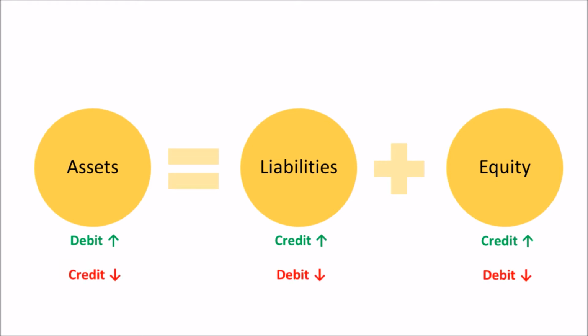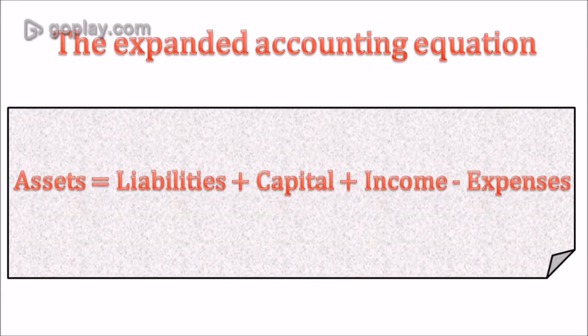Now, I want you to reflect on something. In the video on the accounting equation, I told you that equity comprises capital and profit. So, which is a debit and which is a credit for the two? With that, let's expand the accounting equation. Equity can be further classified into capital plus income minus expenses.